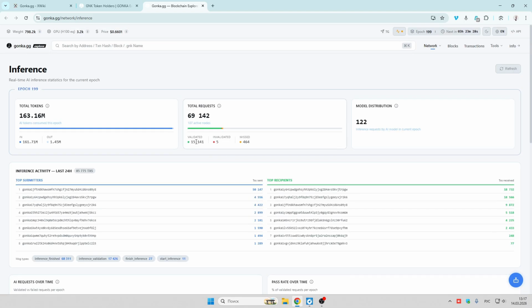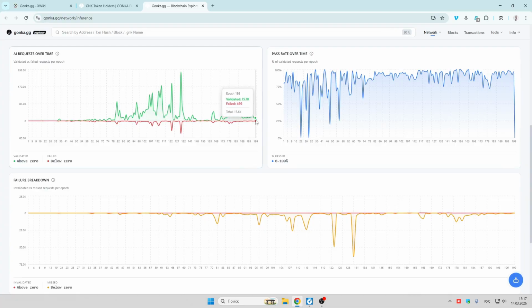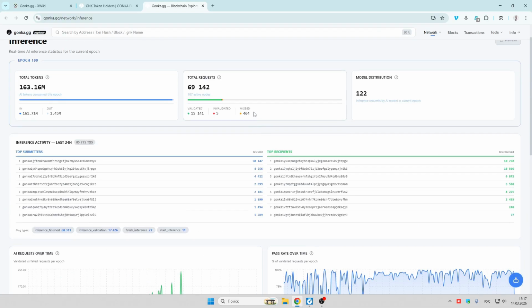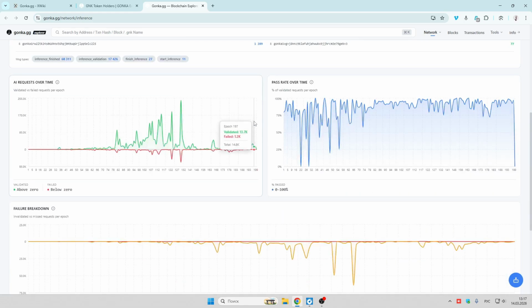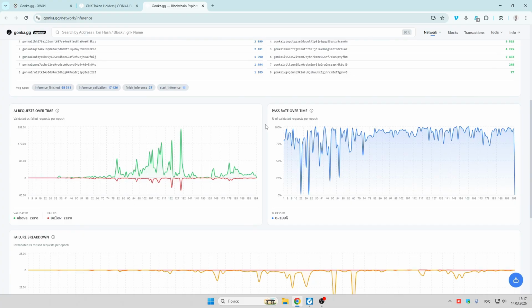This is probably validation, but what is this? 469, 464, and this sum here, these invalidated, missed. Now it's clear. This is validated, and this is not validated. But what I'm really interested in is this number. How many total requests were there, and how do they differ?